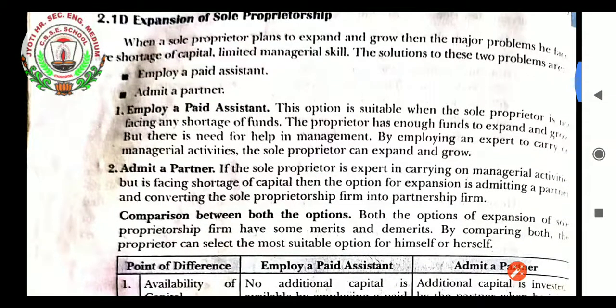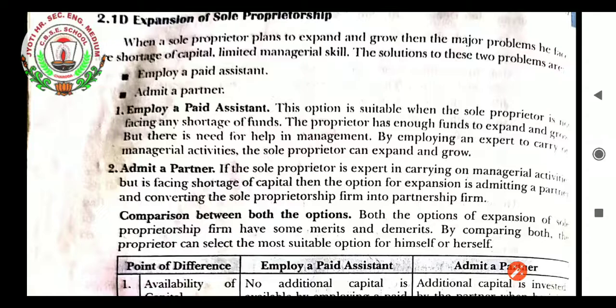Employ a paid assistant. If the businessman, the sole proprietor, doesn't want the business to be divided among two or three people, meaning partners, he can employ a paid assistant, a person who will help the sole proprietor run the business, but will not be the owner. He is just a paid assistant who gets money for the service provided, but the business will still be controlled by one person, the sole proprietor. That way the expansion of the sole proprietorship business can be done.